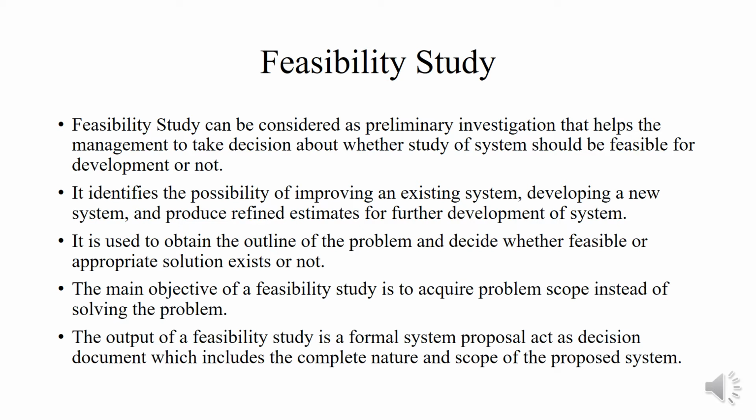Feasibility study can be considered as a preliminary investigation that helps the management to take a decision about whether the study of the system should be feasible. It identifies the possibility of improving an existing system. It is used to obtain the outline of the problem and decide whether feasibility is there or not. The main objective of feasibility study is to acquire the problem scope. The output of feasibility study is a formal system proposal that acts as a decision document.